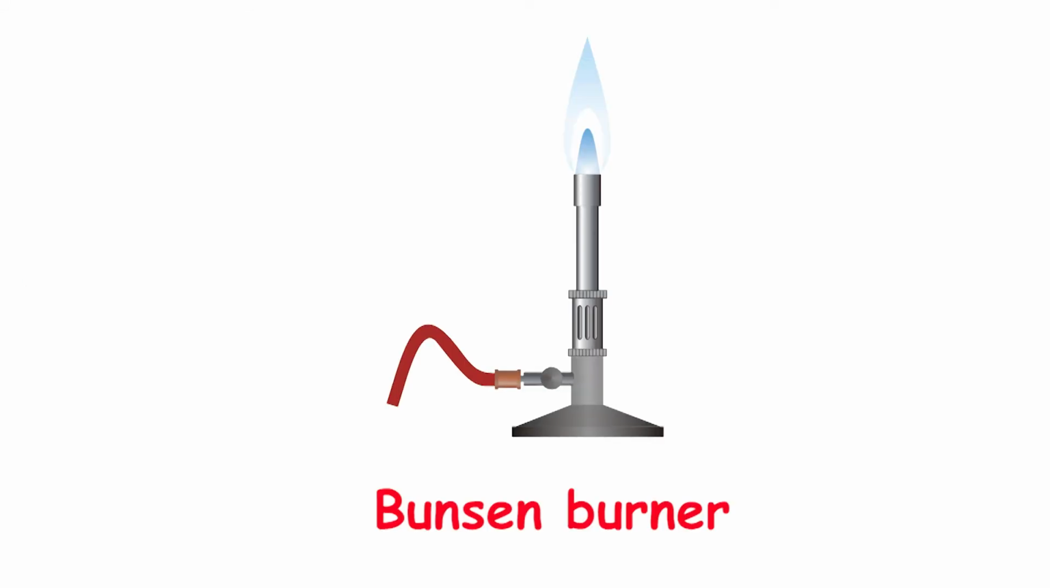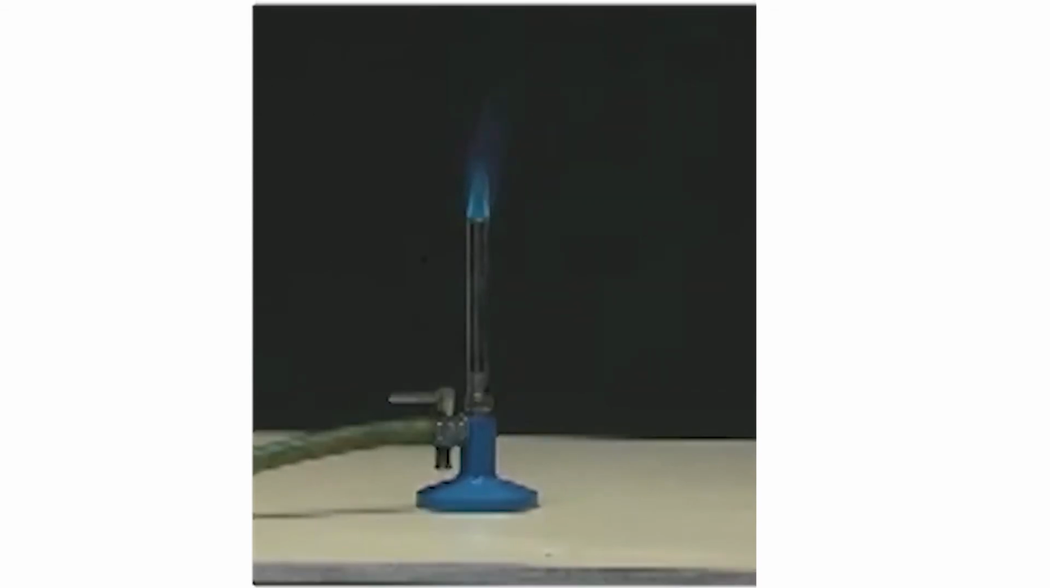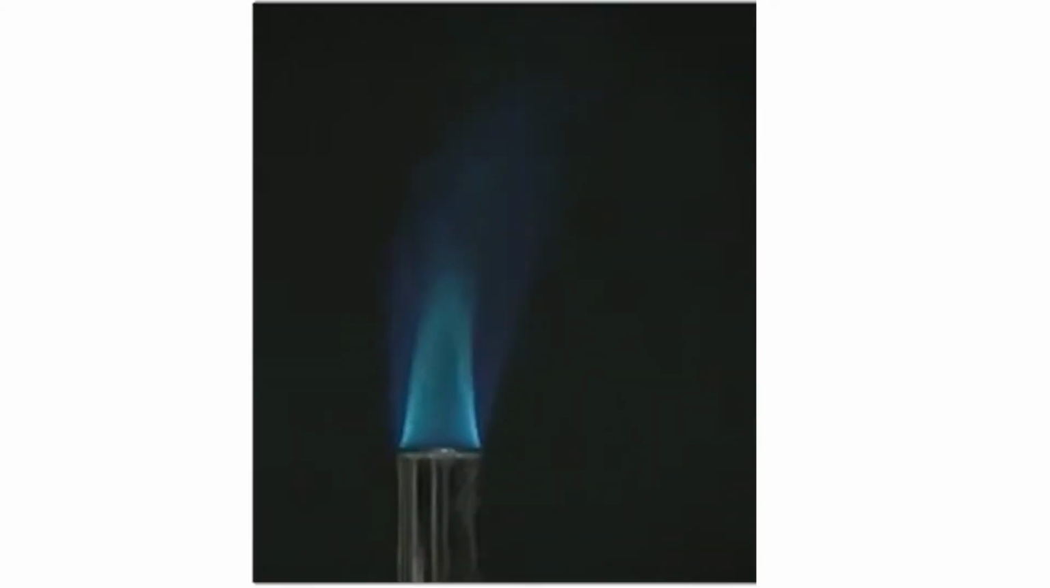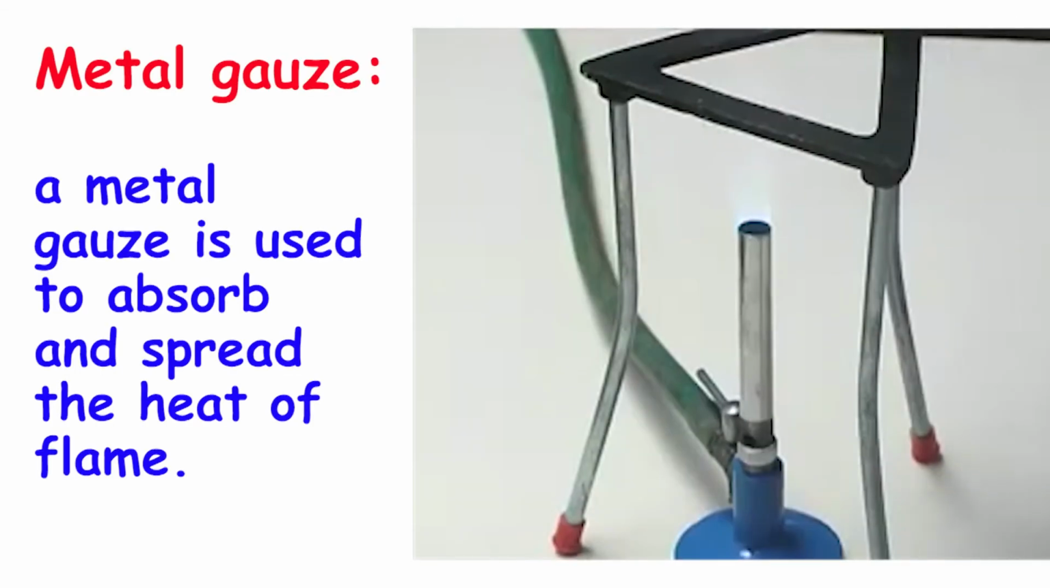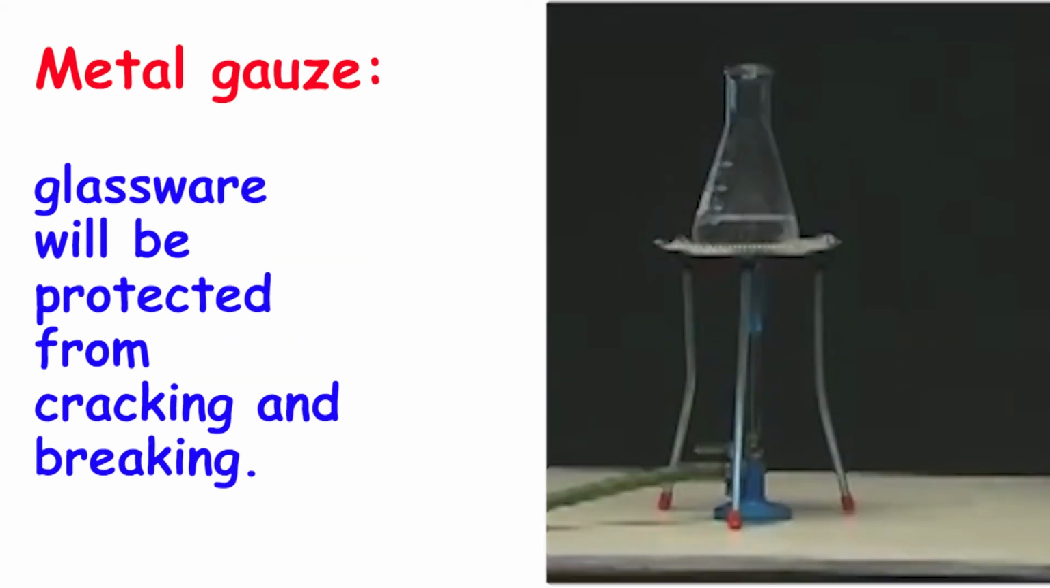Sometimes we need to heat the mixture, so we use a Bunsen burner. The Bunsen burner will produce a flame. That's why we use a metal gauze to absorb and spread the heat of the flame. Accordingly, glassware will be protected from cracking and breaking.